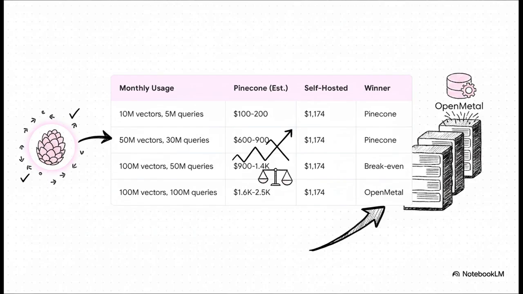All right, let's actually run the numbers. What we've got here is a break-even analysis. We're comparing the estimated monthly cost of Pinecone with a fixed-cost, self-hosted option on something like OpenMetal. Now, look at the top. When you're just starting out, with low usage, Pinecone is the clear winner, no question. It's cheaper. But watch what happens as we go down the table, as your queries and your data start to grow. You hit this break-even point, and then, once you cross that line, the whole equation just flips.